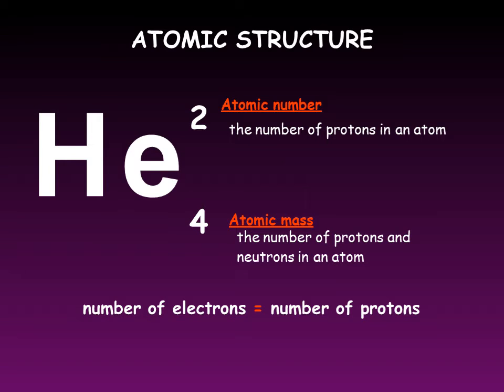We can explain the atomic structure with an example of the helium atom, where the number of protons in the helium atom is 2 and the number of protons and neutrons is 4. So atomic number is the quantity which is represented by the number of protons in any atom, whereas atomic mass is the total of protons and neutrons in an atom.